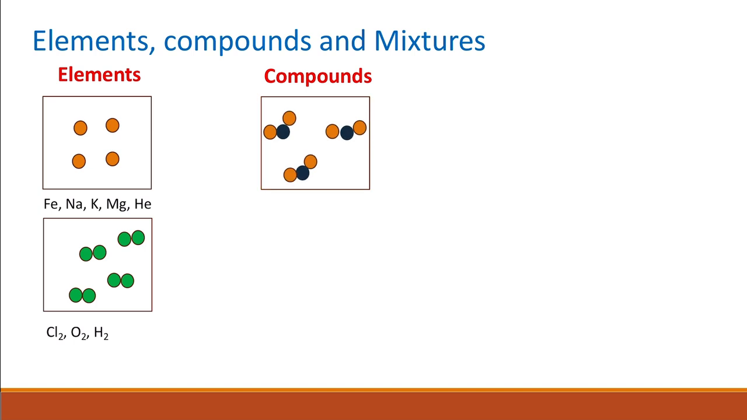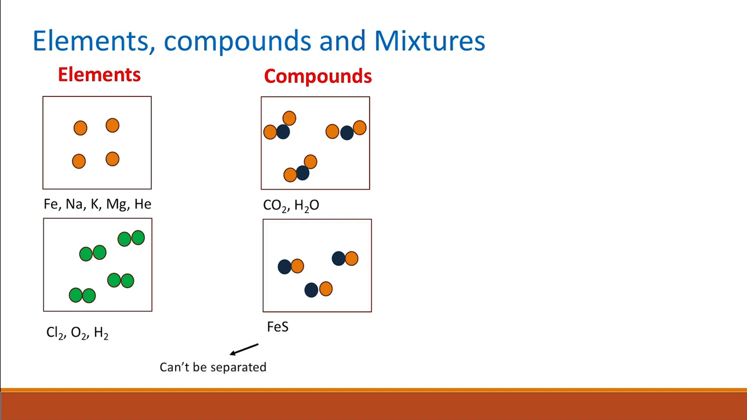Compounds: when two or more different atoms are chemically combined, they form compounds. They are represented by a molecular formula that represents the exact number of atoms in each compound. For example, carbon dioxide, 1 carbon, 2 oxygen, or water, 2 hydrogen, 1 oxygen.